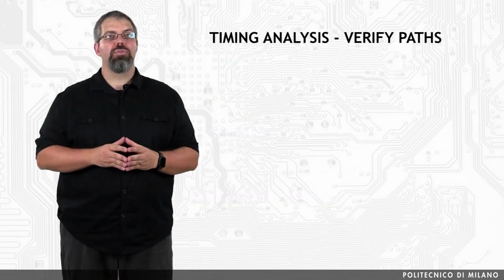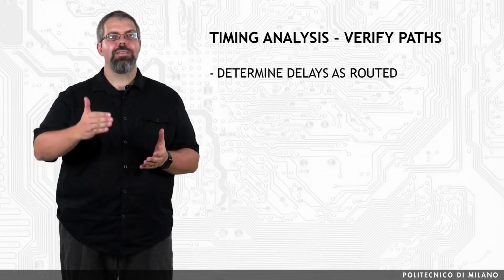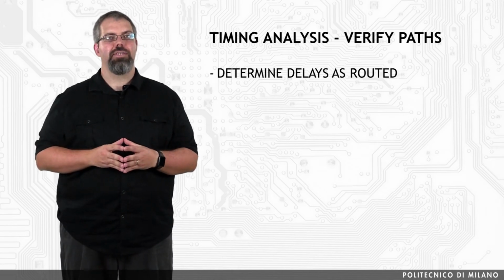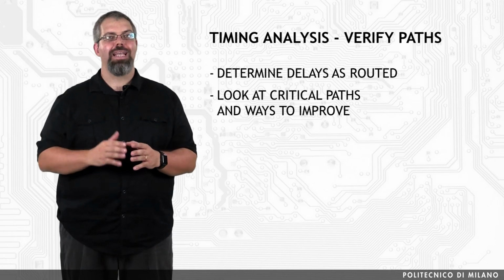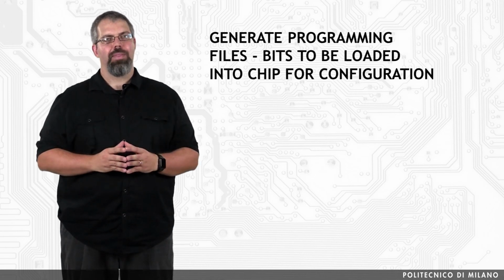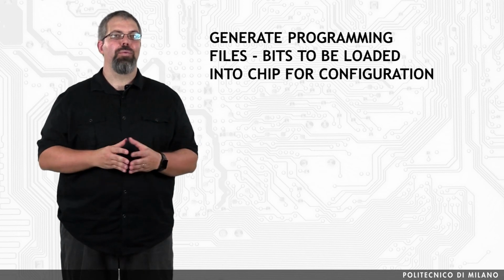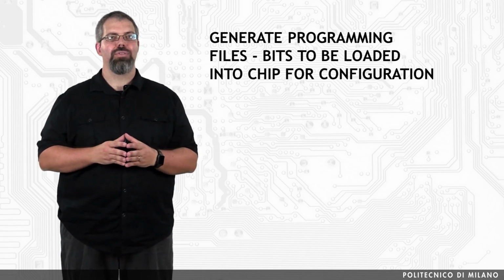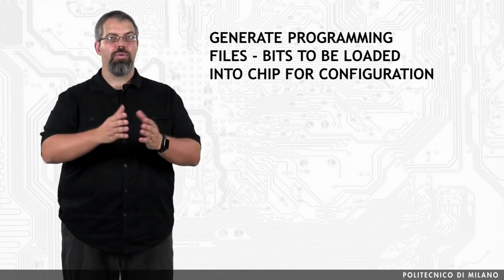Once everything has found an implementation, we need to verify a few more things. One of them is the timing. We need to go through a timing analysis to determine delays resulting from the previously taken decisions, to look at critical paths and ways to improve them. At the end of this process, if everything is respecting the system requirements, we can generate programming files. This is the phase used to generate the well-known bitstreams to be loaded into the FPGA configuration memory for configuring it.